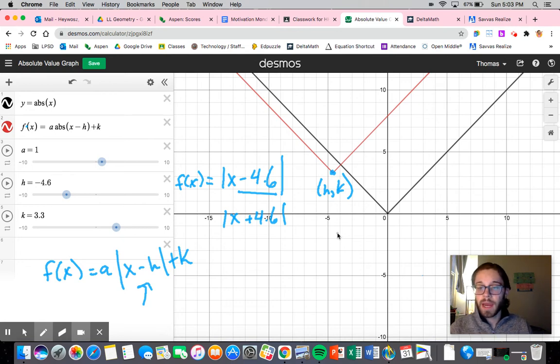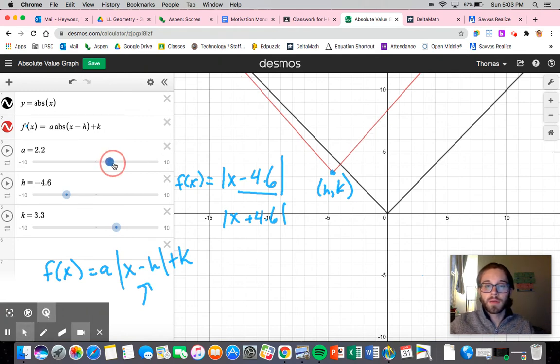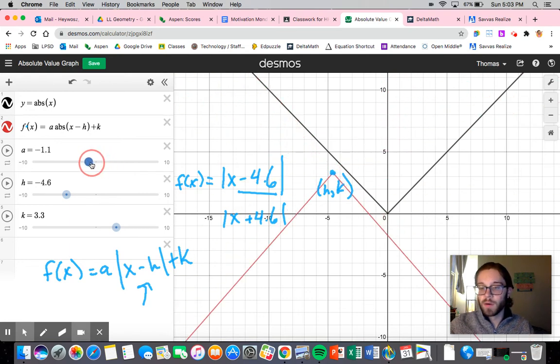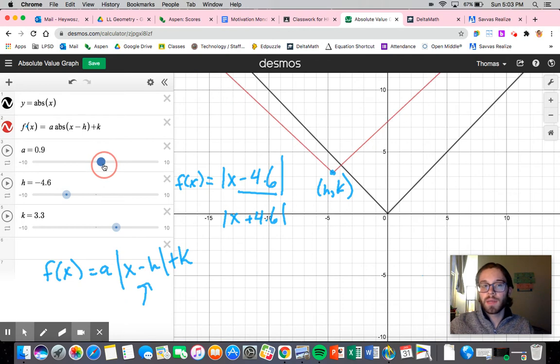And then from there, after you've plotted the vertex, you would still be dealing with a the same way as possible, right? So, if I make it bigger, it gets stretched. If I make it smaller, less than 1, it gets compressed. I make it negative, I'm still flipping it over. The rest of the rules still apply. It's just now we're starting from a different location.